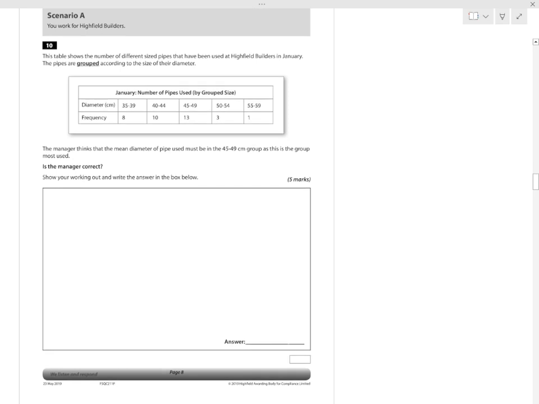Scenario A. The table shows a number of different sized pipes that have been used at the builders. The pipes are grouped according to sizes. The manager thinks the mean diameter of a pipe must be between that and that, as this is the group most used. Is he correct? Now the mean. Now, what we're going to do is add all these up to find the number of pipes. Okay, so total pipes.